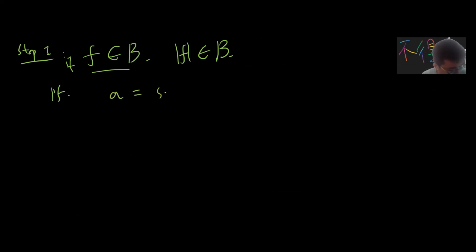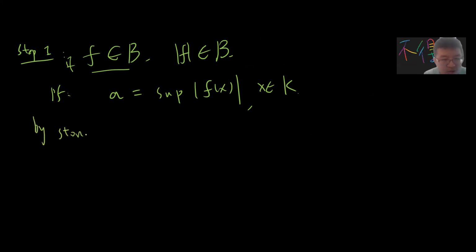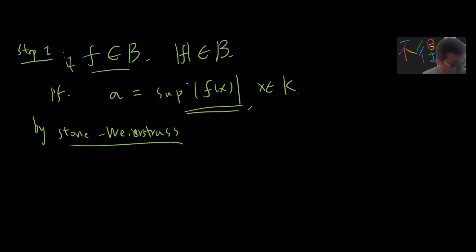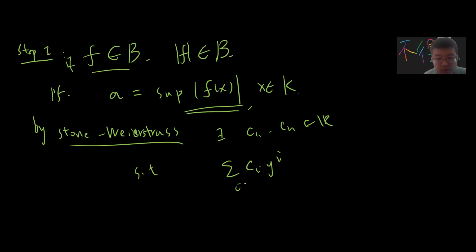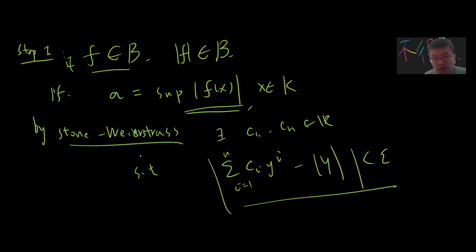You just let a be the sup of |f(x)|, where x belongs to K, and by Stone-Weierstrass, there exist c1 up to cn, which are all reals, such that the sum of c_i y^i, i from 1 to n, approximates the absolute value within epsilon. So there is a polynomial, and if you are talking about the absolute value function, you can eliminate the first term. A simple exercise.